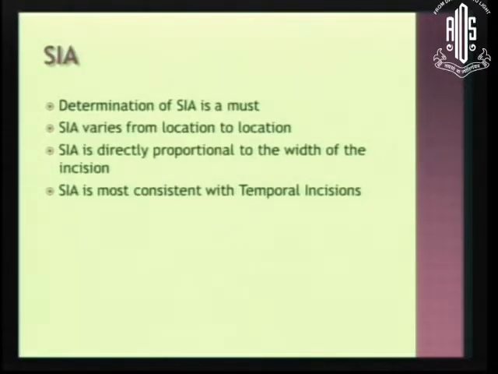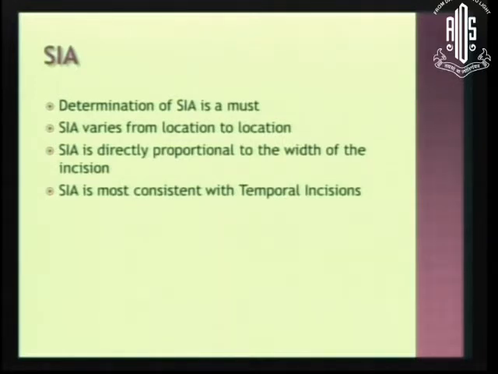Now, determination of the surgically induced astigmatism is a must. You must remember that your own surgically induced astigmatism is going to be different from location to location. You may be located temporally, superotemporally, or superiorly. Of all these, the temporal incisions always induce the least amount of astigmatism, and the superior incisions always give you the most amount of surgically induced astigmatism. Also, the temporal incisions are most consistent and predictable as to the amount of astigmatism you'll induce.